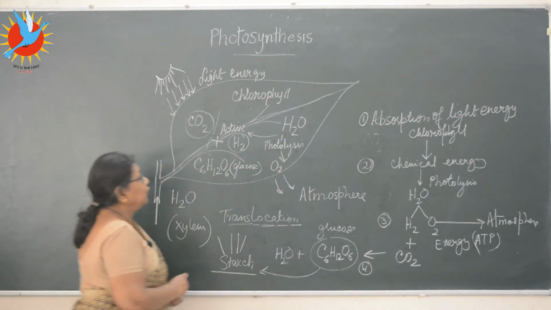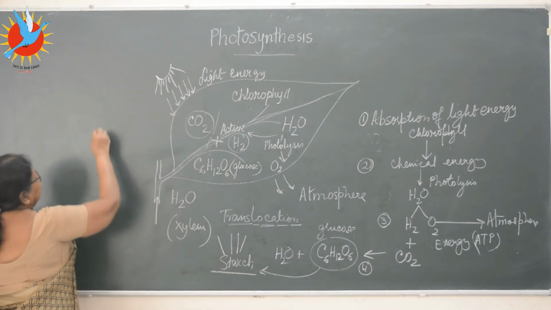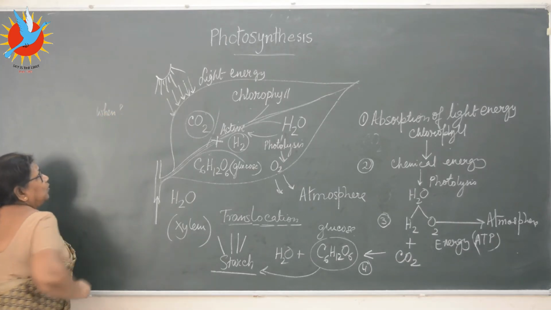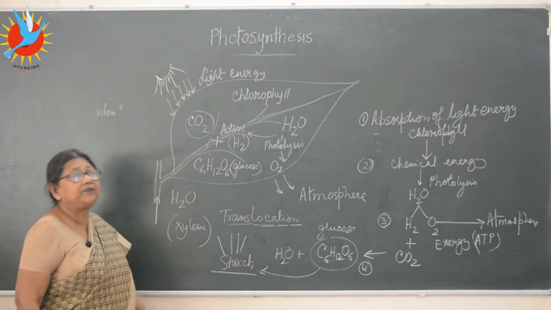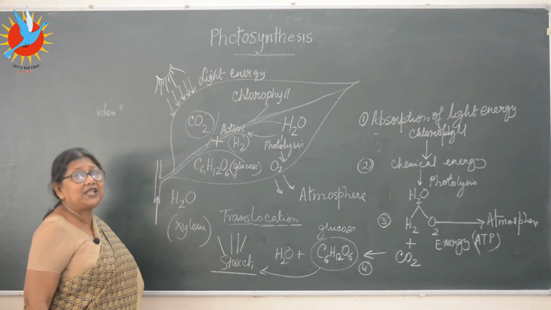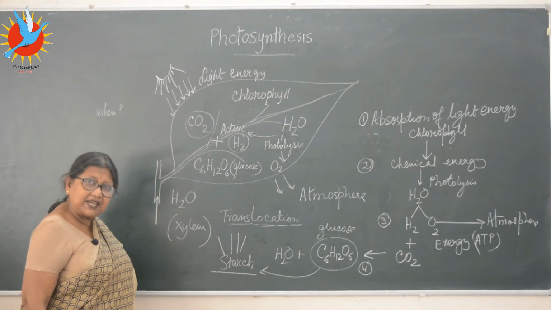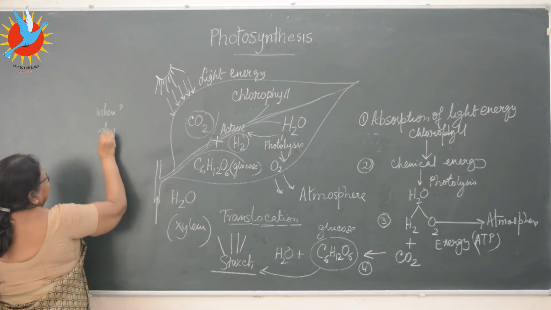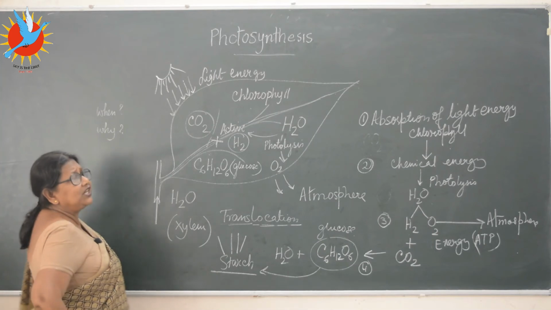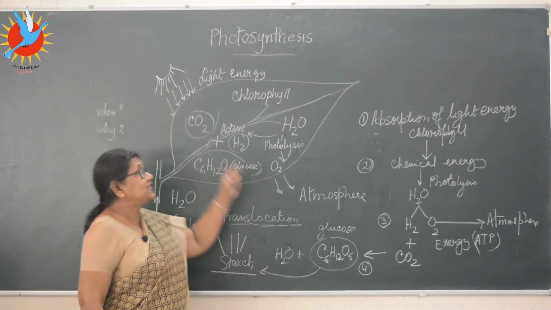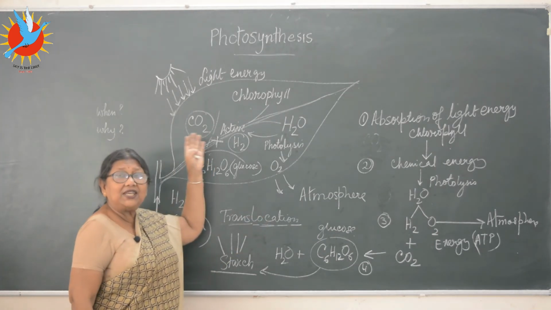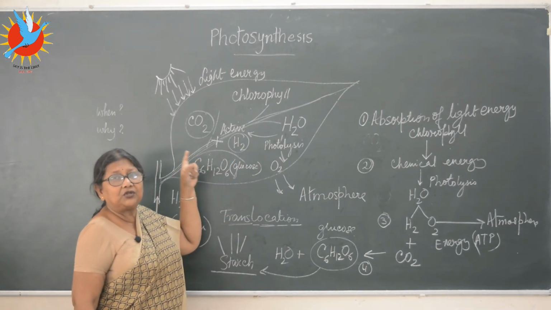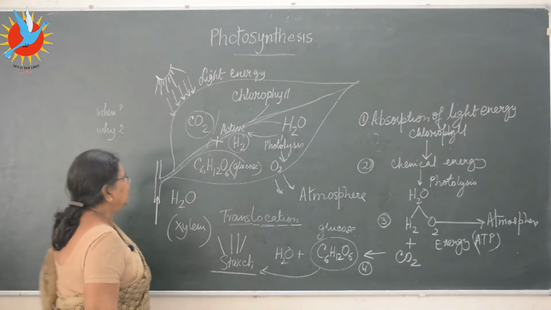So I ask you the question, when is the food prepared? I've drawn the sun, so what will be the answer? Daytime. Now I ask you why? Why only during daytime? Because the light energy, the energy needed for the whole process, is obtained from the sunlight. So the light energy is used up.